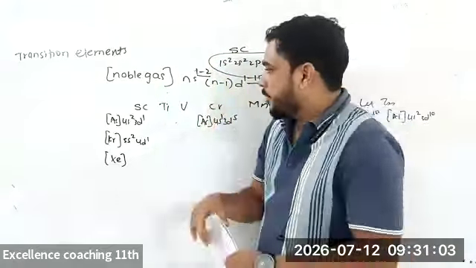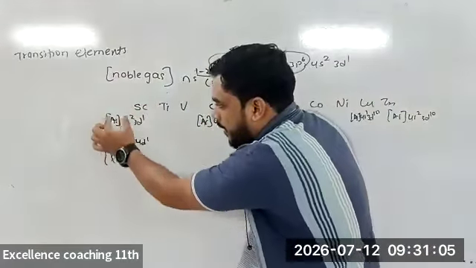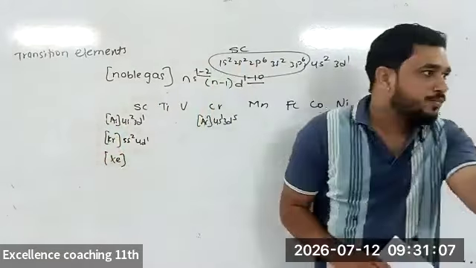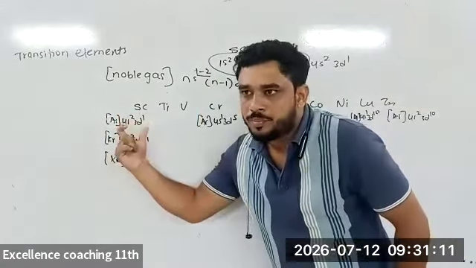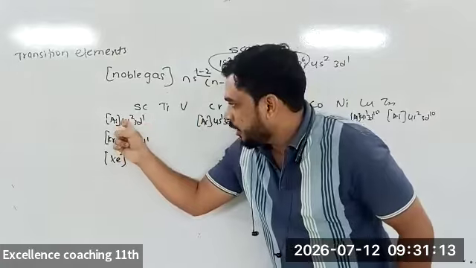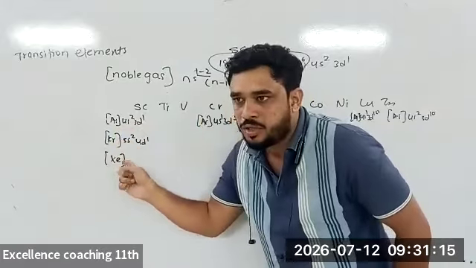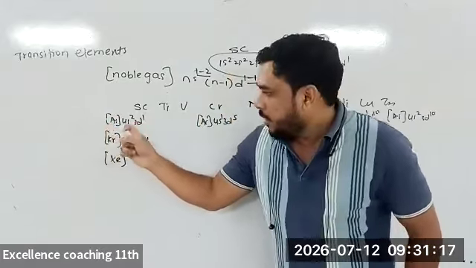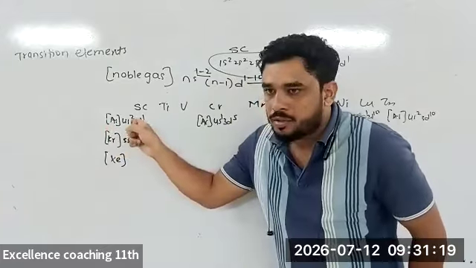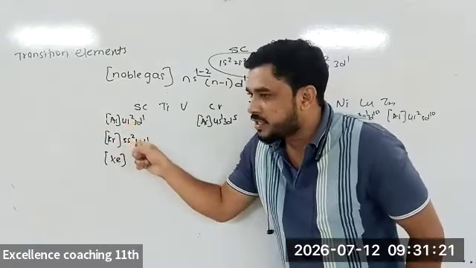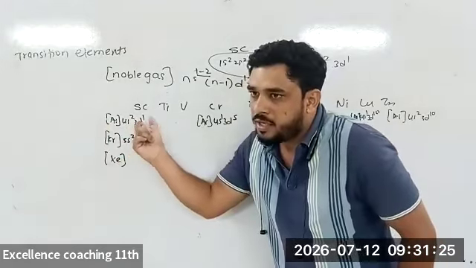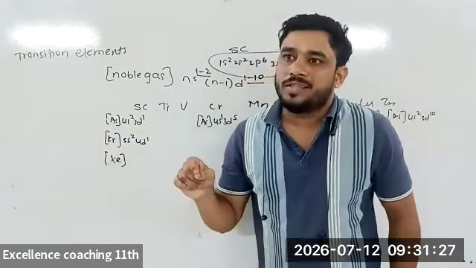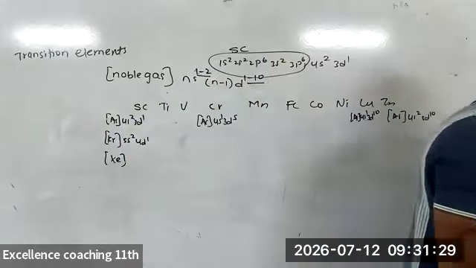Be with me. It will be noble gas: argon, krypton, xenon. 4s2 will be common here, so it will be ns2, because here 4s2, here 5s2, here 6s2. What about this one, n minus 1? 4s goes with 3d, 5s with 4d, 6s with 5d. So (n minus 1)d, and it will be what? 1. Understanding?